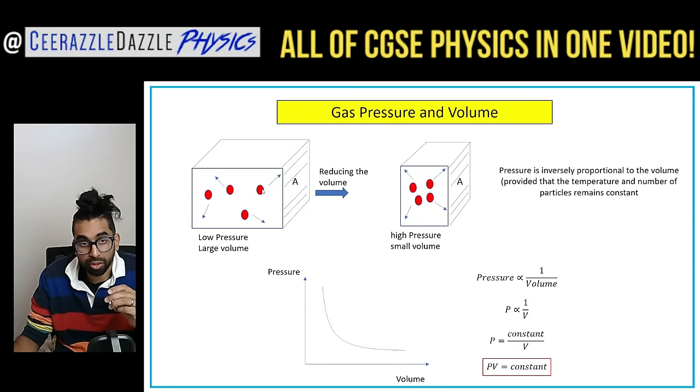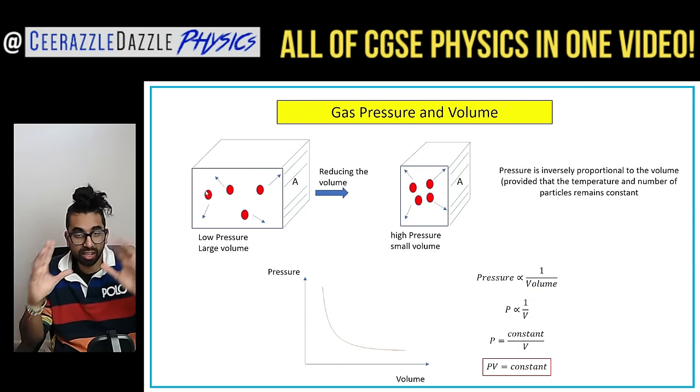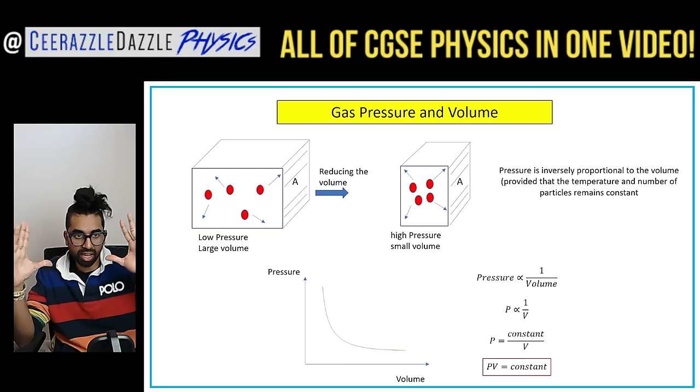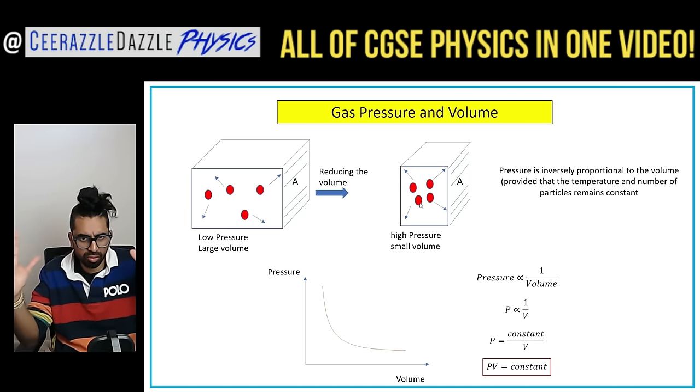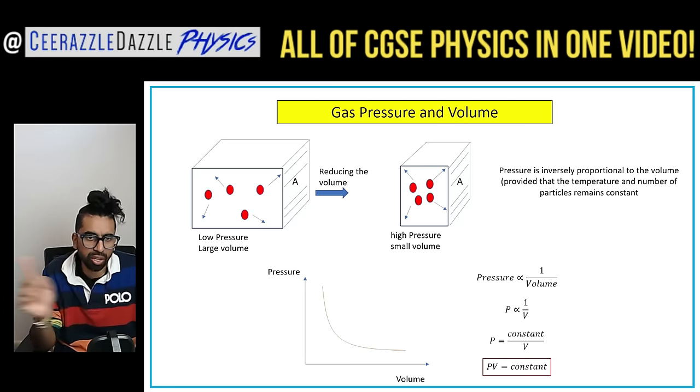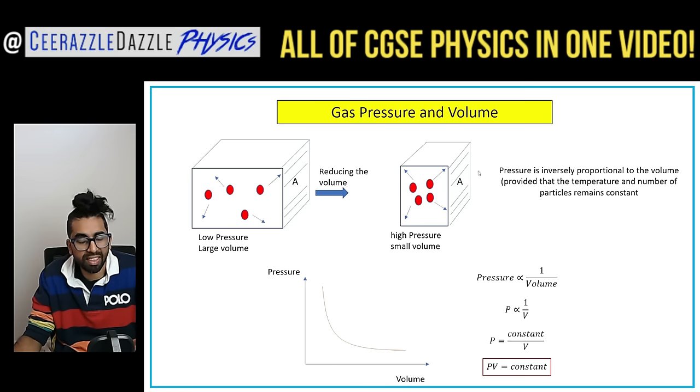So over here, we've got the following. We've got a gas in a container. And let's say we were to squash it down. What would happen to the pressure? Well, if you reduce the volume, there's less space for the particles to travel. So therefore, there are more collisions per second, and therefore the pressure will increase. So by reducing the volume, the pressure will increase.